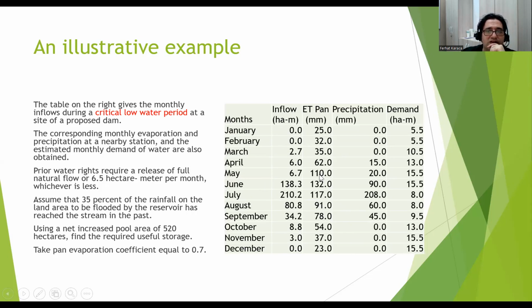The second data is about the corresponding monthly evaporation and precipitation at the nearby station. But please note that this is evaporation data for pan measurement. It doesn't represent an area, so you have to correct it by multiplying it with an area factor.